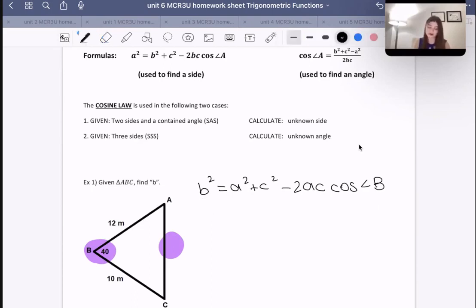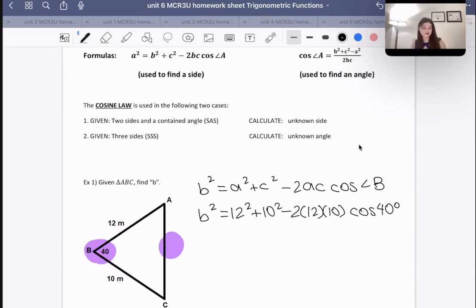So you are able to switch around the variables so long as you are consistent with it. Okay, so b squared, we don't know what that is, equals 12 squared plus 10 squared minus 2 times 10 times 12 cosine 40. So now I'm going to punch that into my calculator.